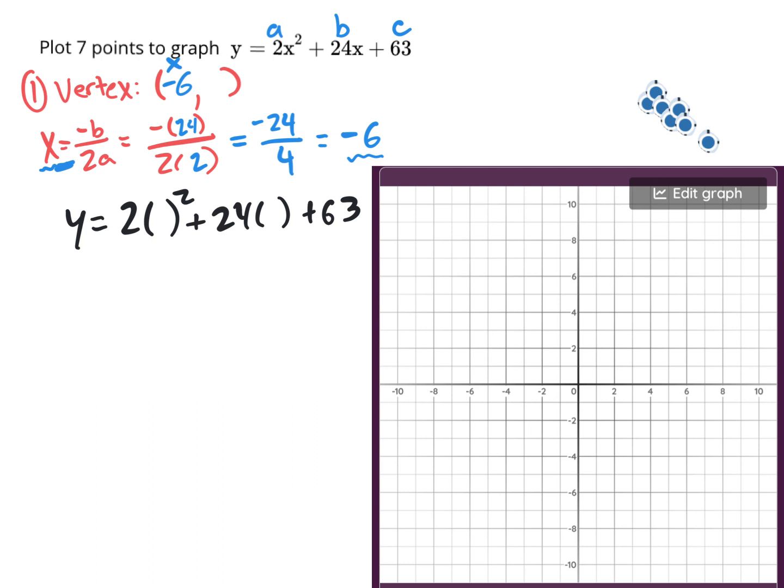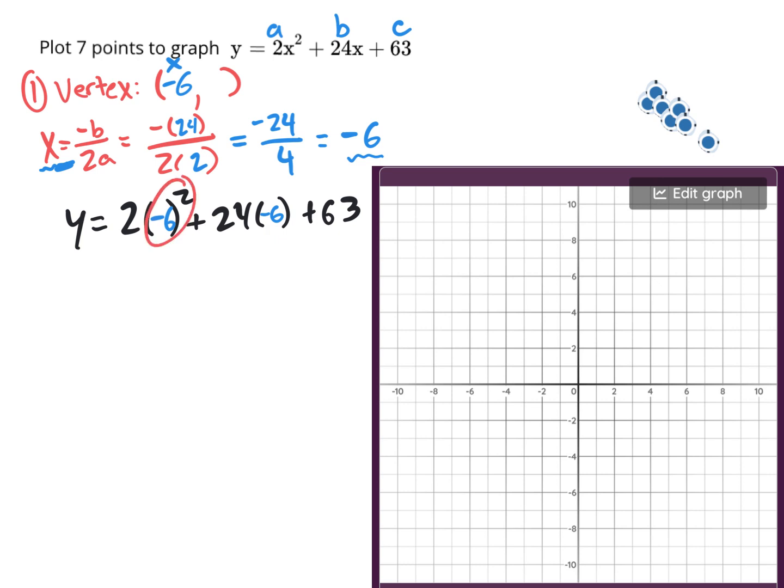And notice that instead of x's, I put parentheses because I already know that x is negative 6. So I'm going to take that negative 6 and plug it into those parentheses. Negative 6 right here and a negative 6 right there. Okay, so I do recommend using a calculator when you have big numbers like these.